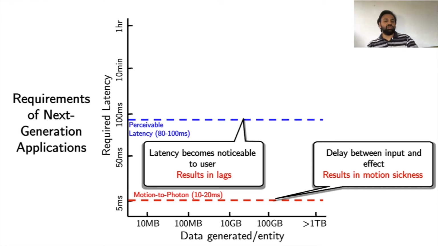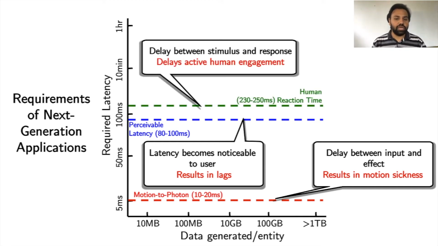The second latency threshold is perceivable latency, which is exceeded when the delay between the user input and visual feedback becomes large enough to be detected by the human eye. The PL threshold is estimated to be around 80 to 100 milliseconds and is critical for interactive applications such as cloud gaming. The final threshold is the human reaction time. It is the delay between the presentation of a stimulus and the associated motor response by a human. The HRT threshold is often estimated to be around 250 milliseconds and is required for applications that have active human engagement, like remote surgery.